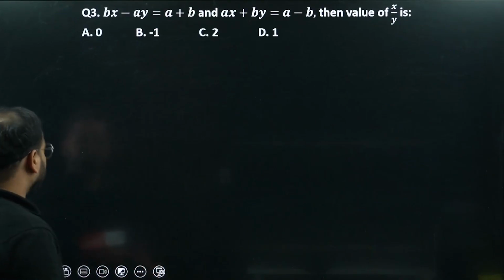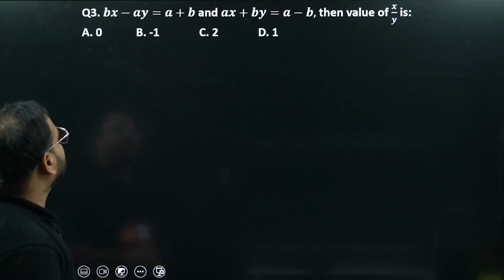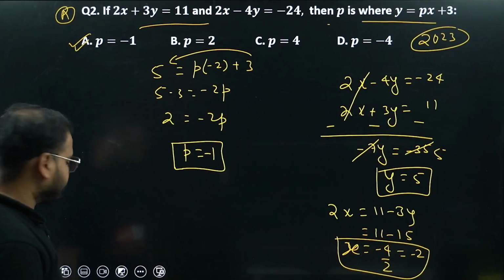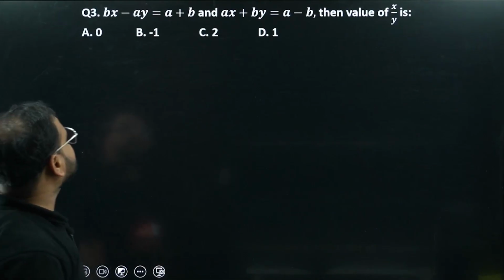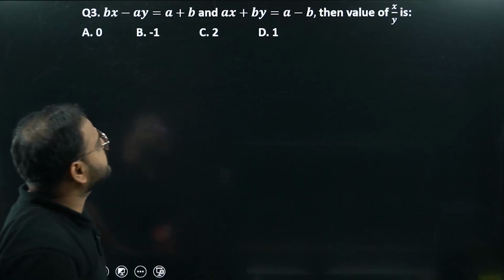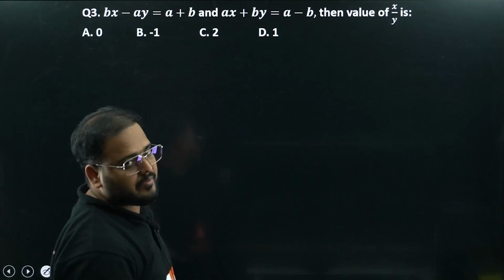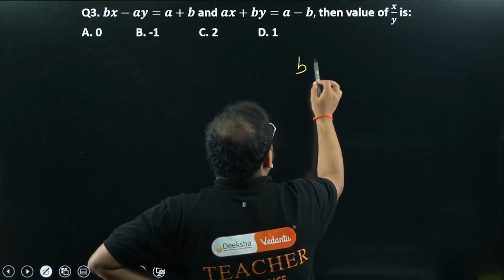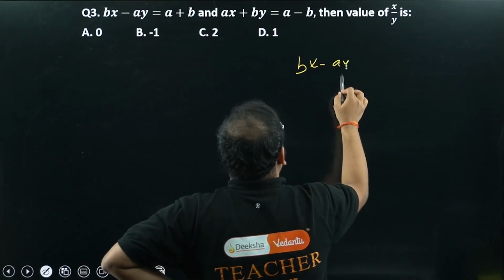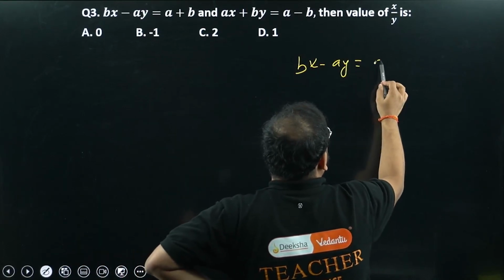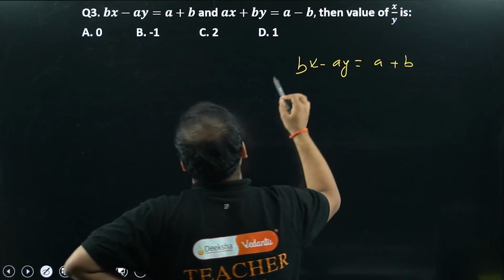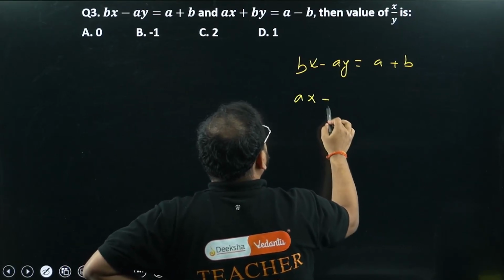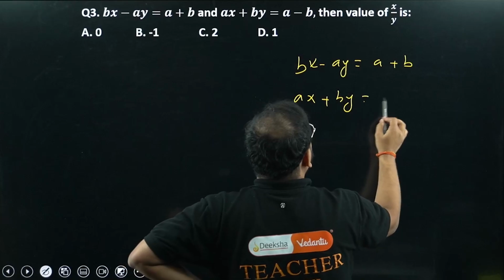Moving on to question number 3. All of you got it right? Question number 2, yes. Okay, bx minus ay equals to a plus b, ax plus by equals to a minus b. Find the value of x by y. Okay, let's solve it. So we will have to write the equation first. So let's write it here, bx minus ay equals to a plus b, my first equation. Second one is what? ax plus by equals to a minus b.